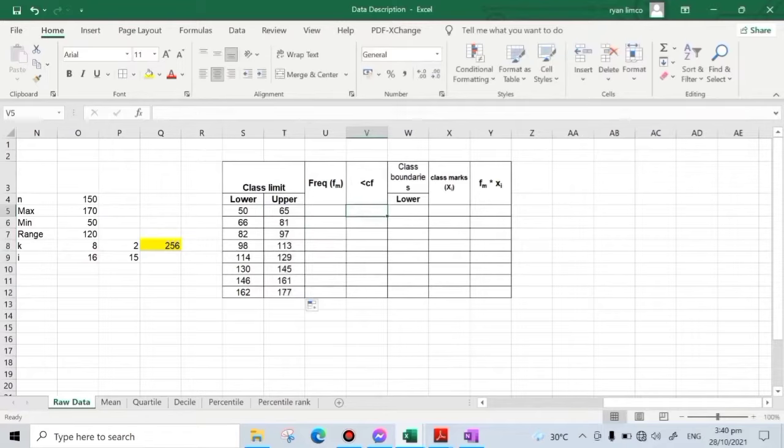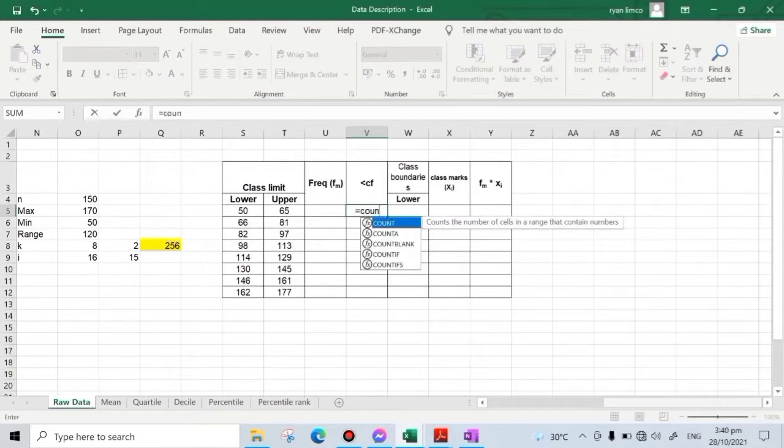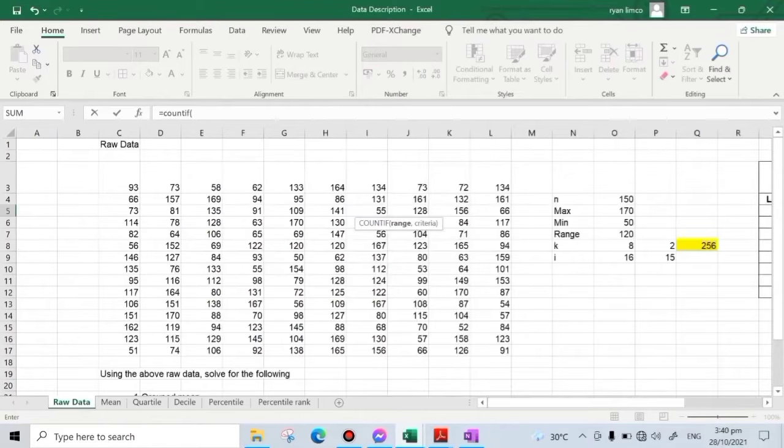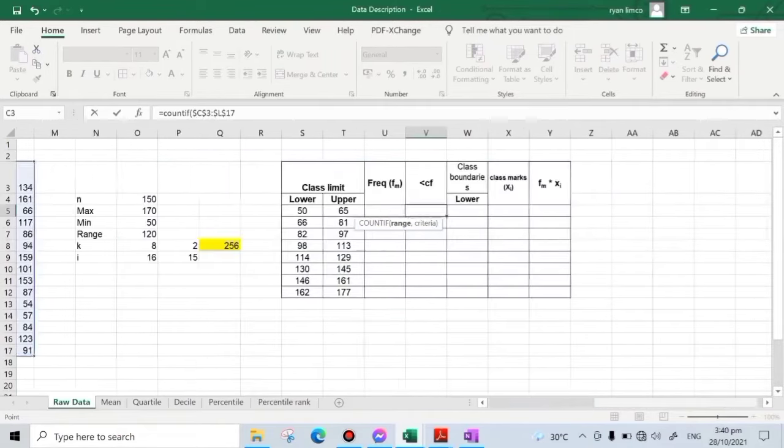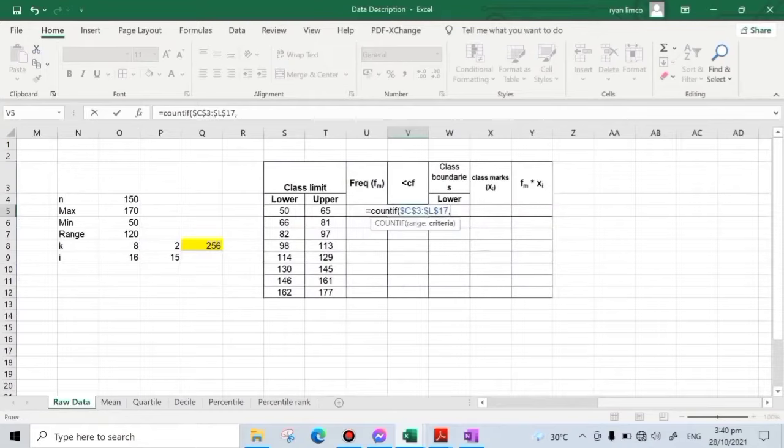So for the less than cumulative frequency, that is equal COUNTIF, select natin yung range natin, yung data. And press F4. Comma. Open quotation. Since this is 65, the next number higher to 65 is 66. So, that's less than 66. Close quotation. And close parentheses.